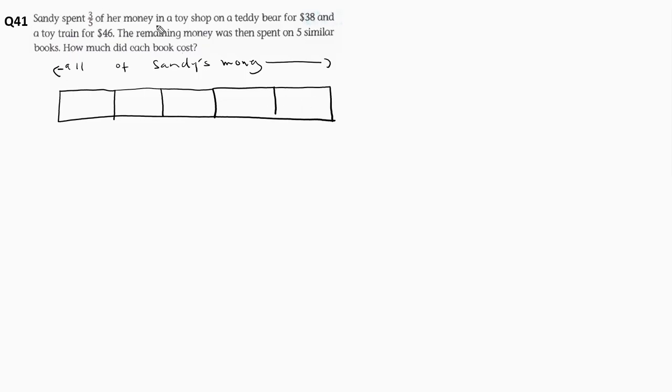Sandy spent 3/5 of her money on a teddy bear for 38 and a toy train for 46. So we're going to shade 1, 2, 3. So this was spent on toys. And we've got 38 plus 46. That's all this money, so we need to add that together. 38 plus 46 is 84.